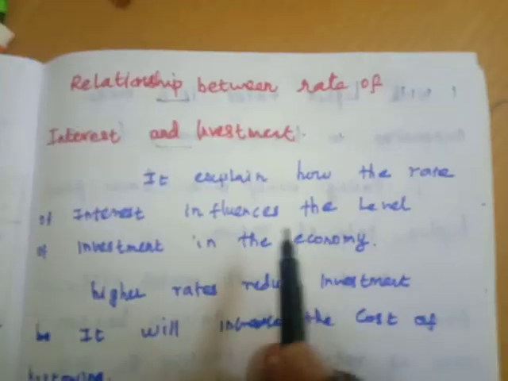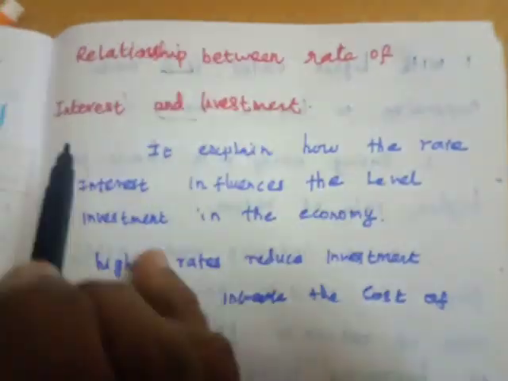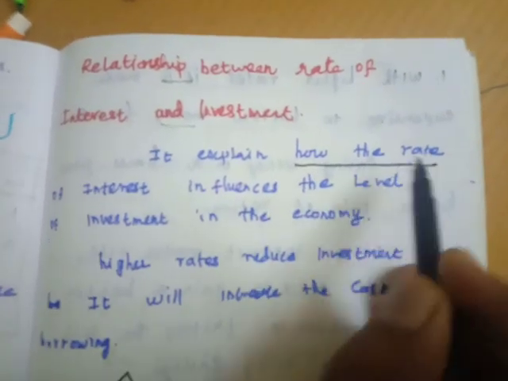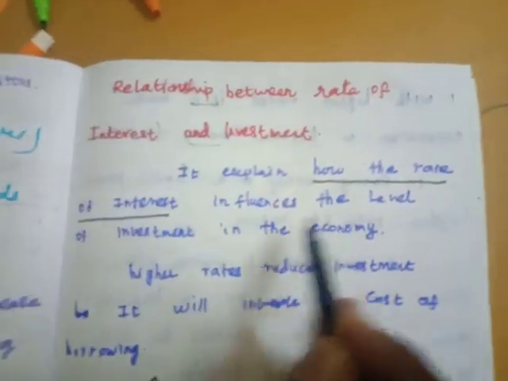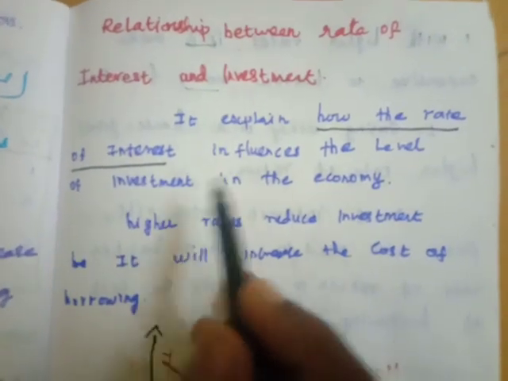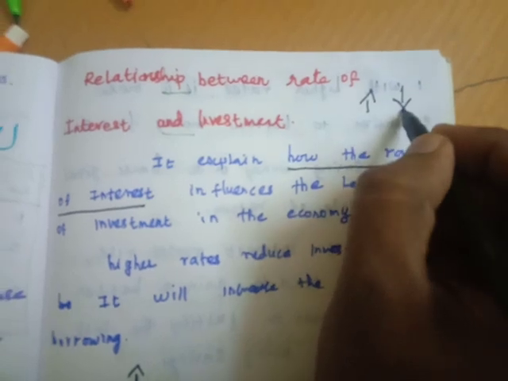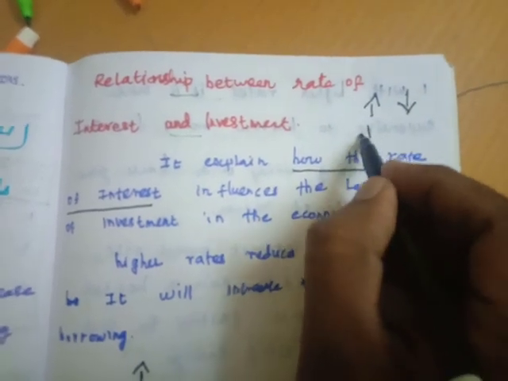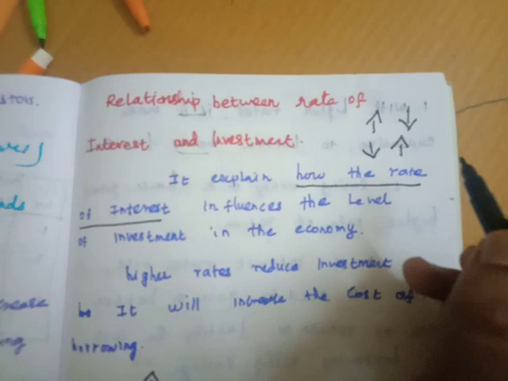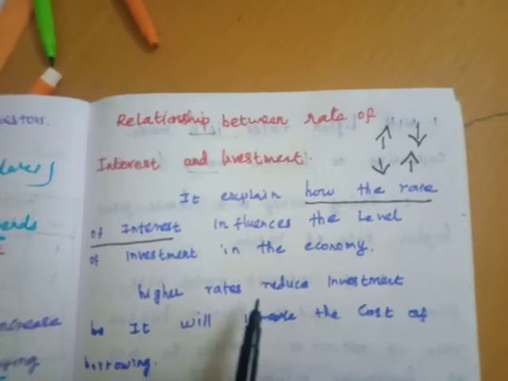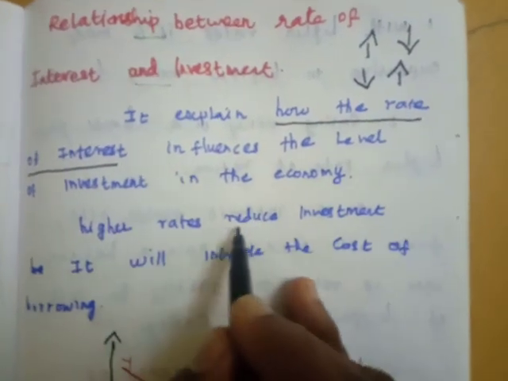So now we move to the relationship between rate of interest and investment. It explains how the rate of interest influences the level of investment. When the rate of interest is high, investment falls. When the rate of interest falls, we will invest more. The higher rate of interest reduces investment.